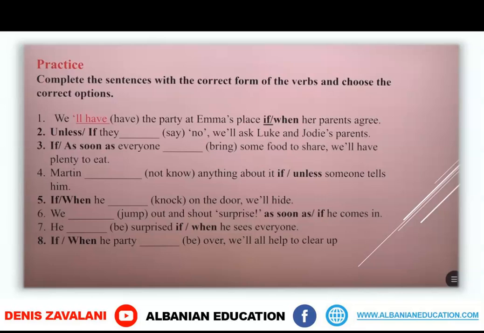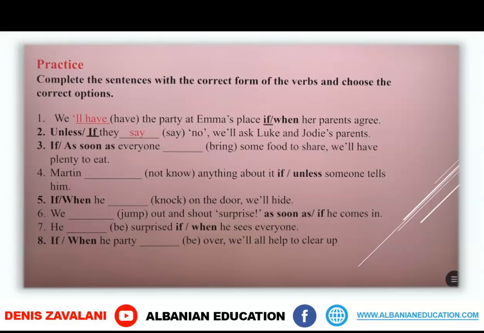Now let's practice the grammar in this exercise. Here you've got to complete the sentences with the correct form of the verbs and choose the correct options. As you can see, number 1 is completed: we'll have the party at Emma's place if her parents agree. In sentence number 2, we have to use unless or if, and we have the verb say. Let's see the answer. And while I show the answer, please take notes in your notebook or on your book. It's easier for you later. Let's see, number 2: if they say no, we'll ask Luke and Jodie's parents.